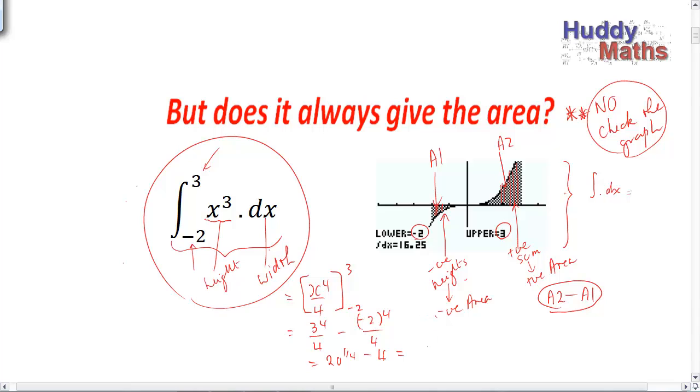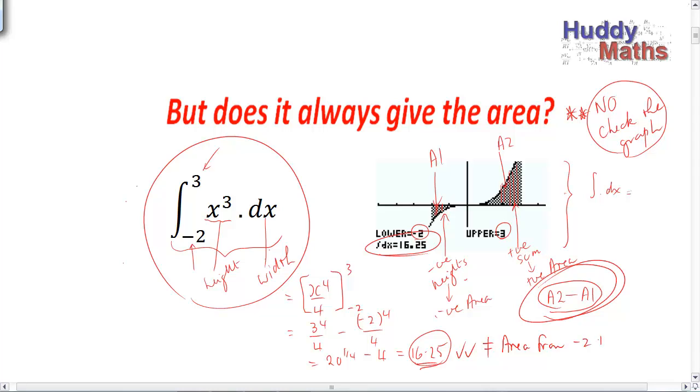Our answer to our definite integral is 16.25. That's what the calculator's got up here. And we could, in a silly way, just say that's the area, square units. But it isn't now, is it? It's actually A2 take A1, because we can see with the graph that some of those rectangles have negative height. So the definite integral is correct, 16.25, but it does not equal the area from -2 to 3.